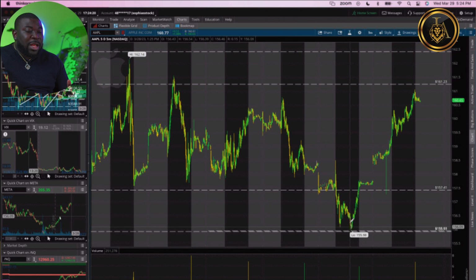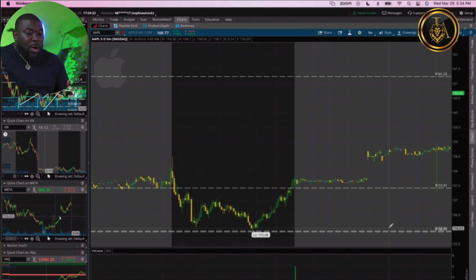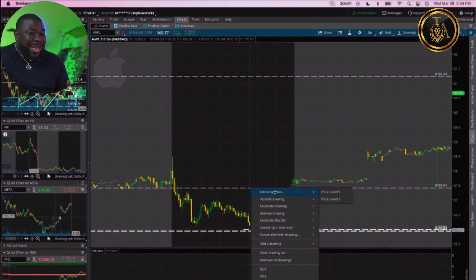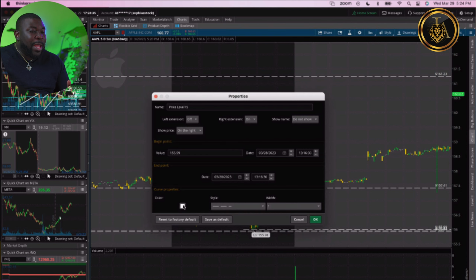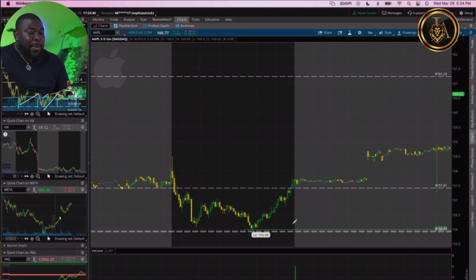What we want to do is get the low of yesterday, and the low of yesterday is right here, 155.98. So I'm going to tag it right there, and I'm going to edit it and change the color. I'm going to make it green, okay, and I'm going to make it solid, because it's a low of day.